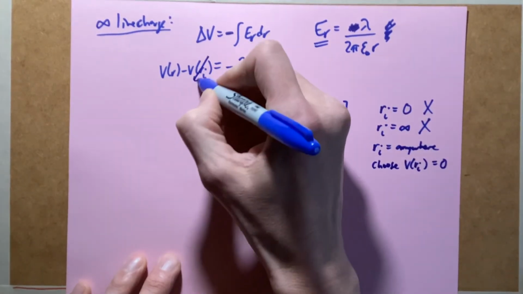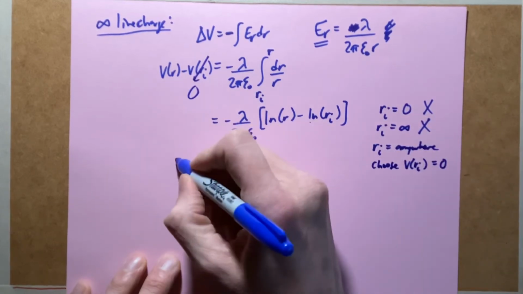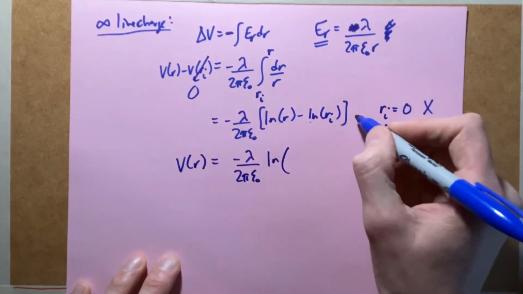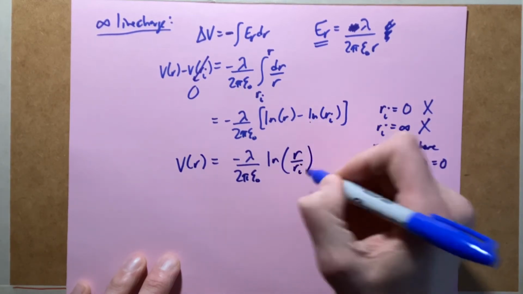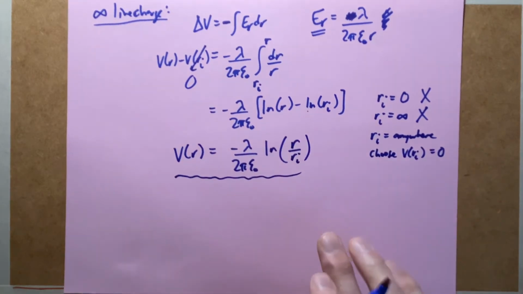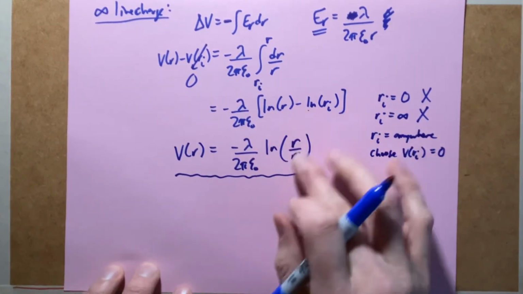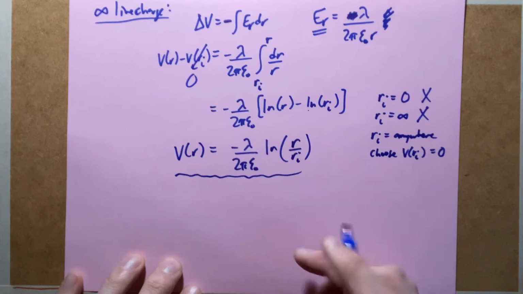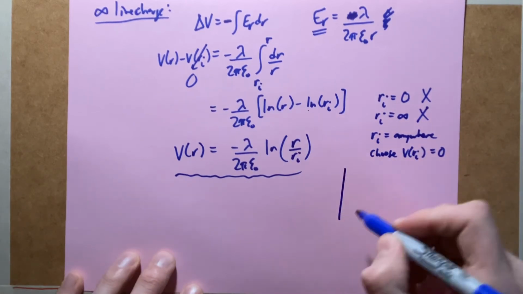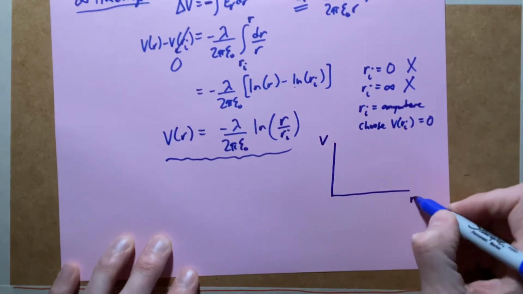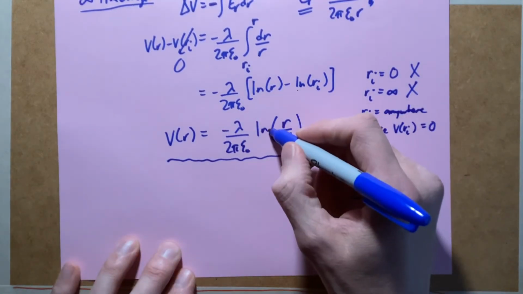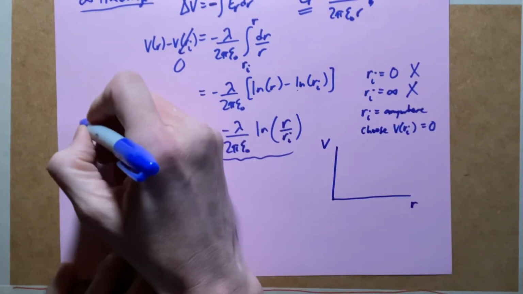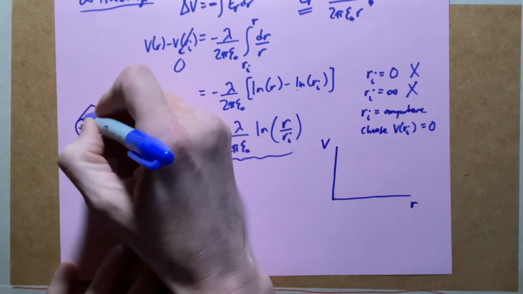So I'm going to choose my origin there, and then I'm going to write out my function: minus lambda over 2 pi epsilon naught, and then a property of natural log is I can write it like this to be compact. So subtraction becomes division. Let me draw this weirdo function. Here's what it looks like. V versus r. It is a natural log function that is upside down because of this negative, assuming that lambda is positive. So I am going to assume positive lambda.